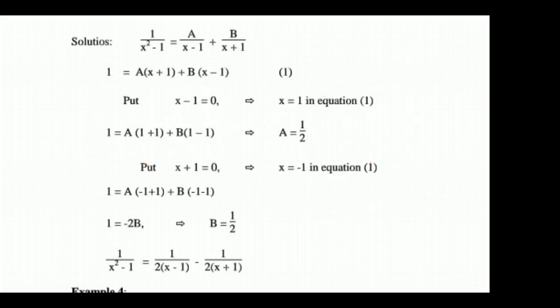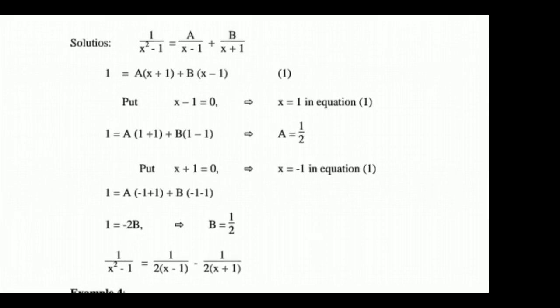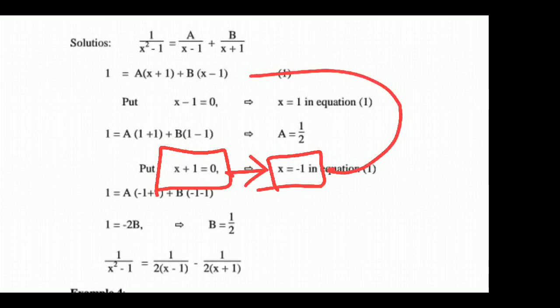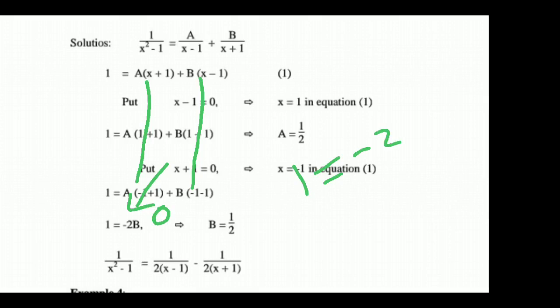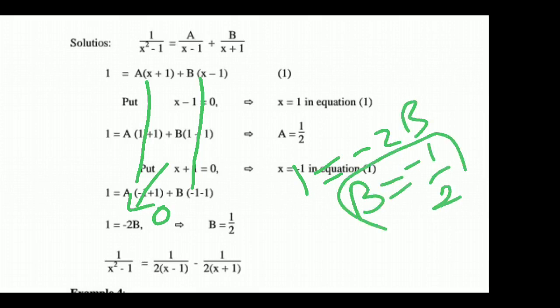Similarly, you put the other factor x plus 1 equal to 0, and by solving this you get x equal to minus 1. You substitute this in equation number 1. Instead of x, you substitute minus 1. So the first term vanishes since plus 1 minus 1 is there. So it remains 1 equal to minus 2B. Therefore the value of B is minus 1 by 2. So not plus 1 by 2, you make the change to minus 1 by 2. This is the final value.